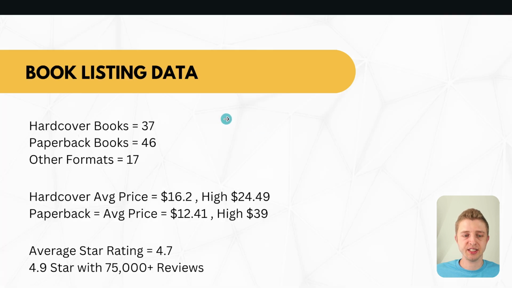So next I analyzed it even further. This is just really interesting data to see. Out of the 100 books, 37 of them were hardcover books, 46 of them were paperback books, and 17 of them were other formats. It's really interesting to see that there are actually so many hardcover books that are doing well.